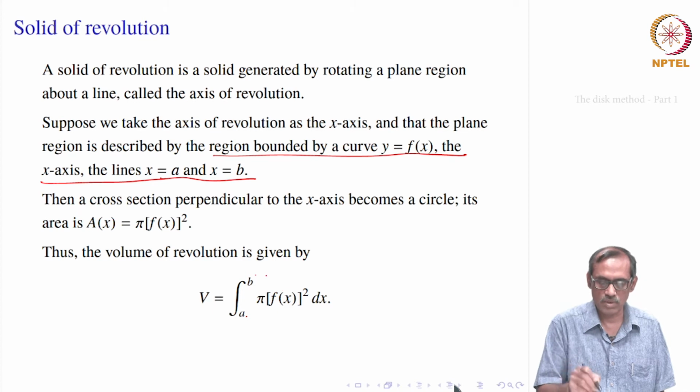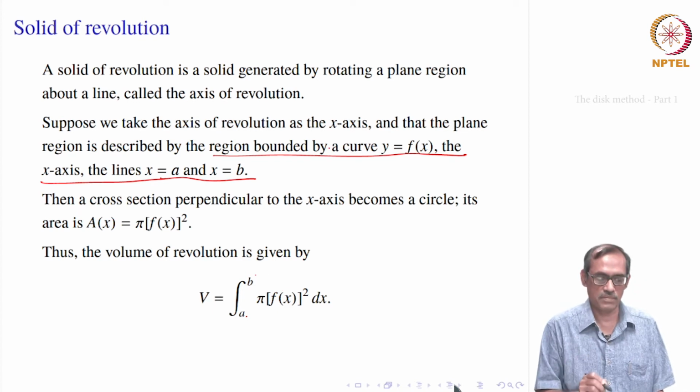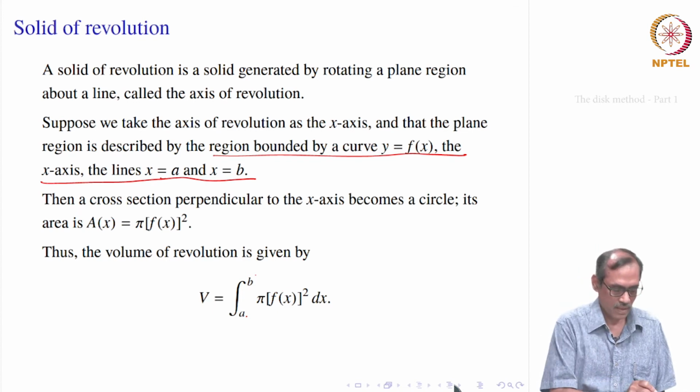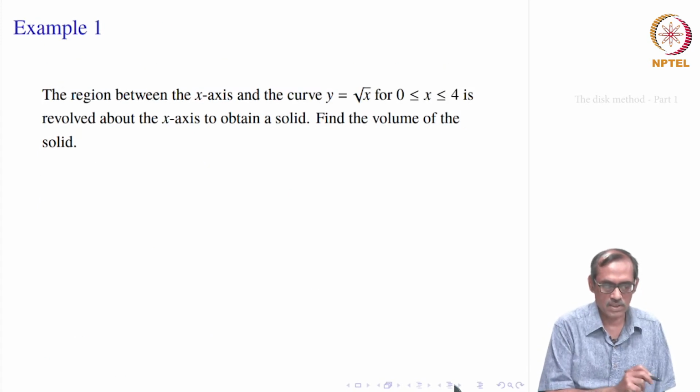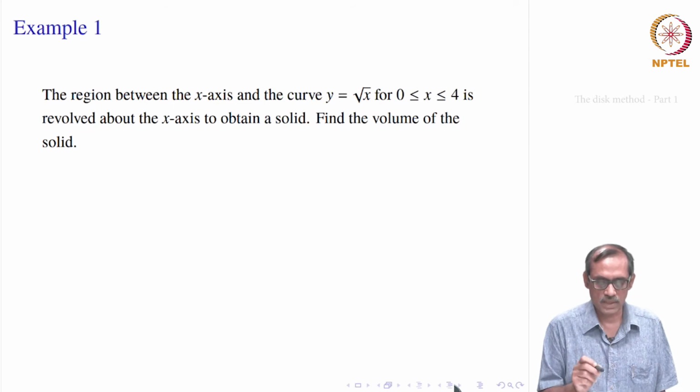So, that is how the volume will relate to this kind of solids. That is why it is called the disk method, because the slice, the cross sectional area, now becomes a circle or a disk. It is a disk because we are taking the solid. Okay. So, let us see an example before going further.